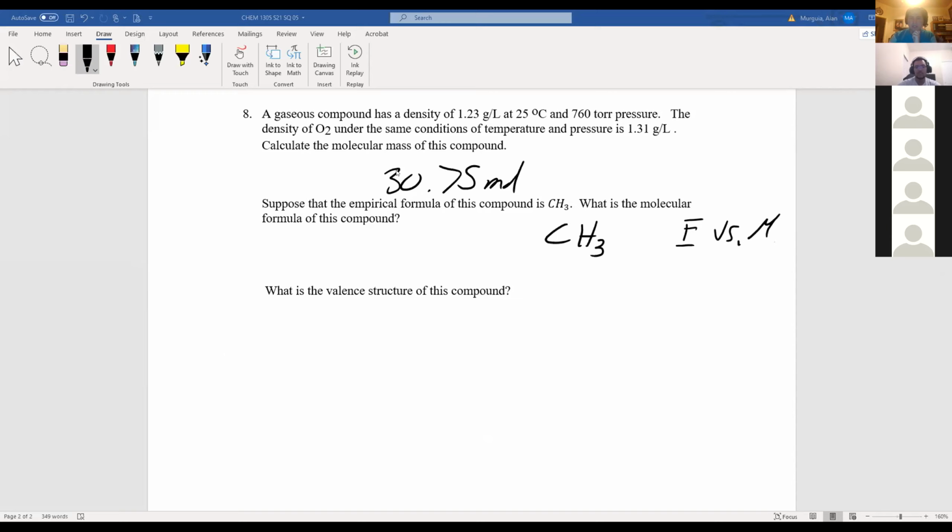So if I were to multiply this empirical formula by 2, I'll end up with C2H6. I know he didn't specify to write the simplest one, but that's the answer for this one, the simplest molecular formula. So we have C2H6 as our molecular formula. And lastly, it's asking us for the valence structure of this compound. So how can I draw that valence structure?